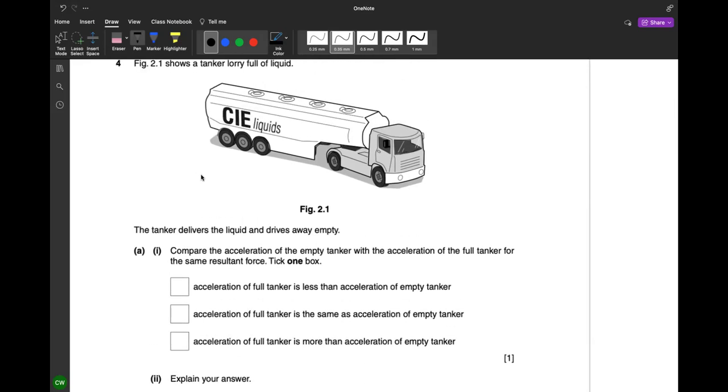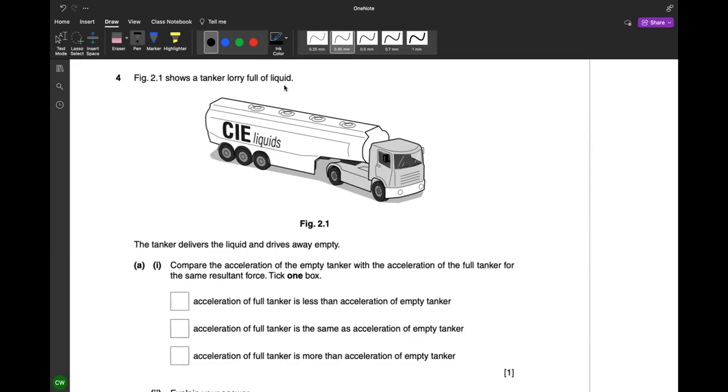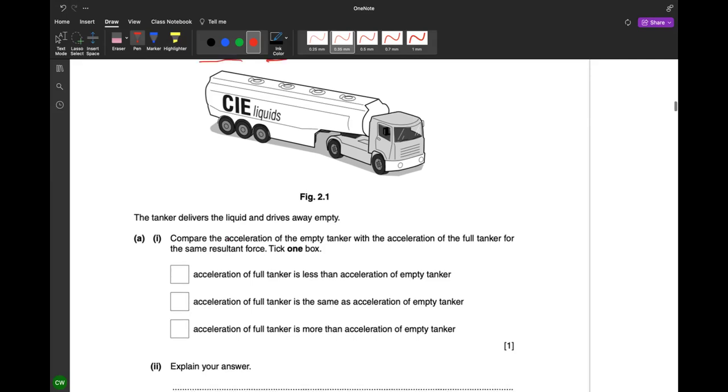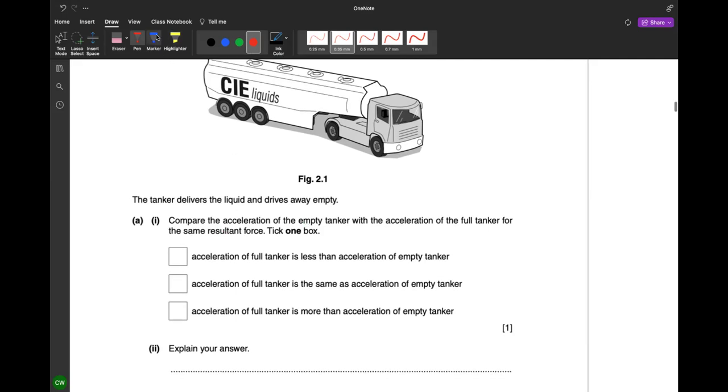Okay, the next question is about oil tanker. Oil tanker full with oil. This is not oil. I don't know what liquid. Okay, actually we do not know what liquid this is. Just a tanker. 装东西的，装油车可能是什么。Tanker delivers the liquids and drives away empty。它把油放下之后，它就走了。Compare the acceleration of the empty tanker with the acceleration of full tanker for the same force.